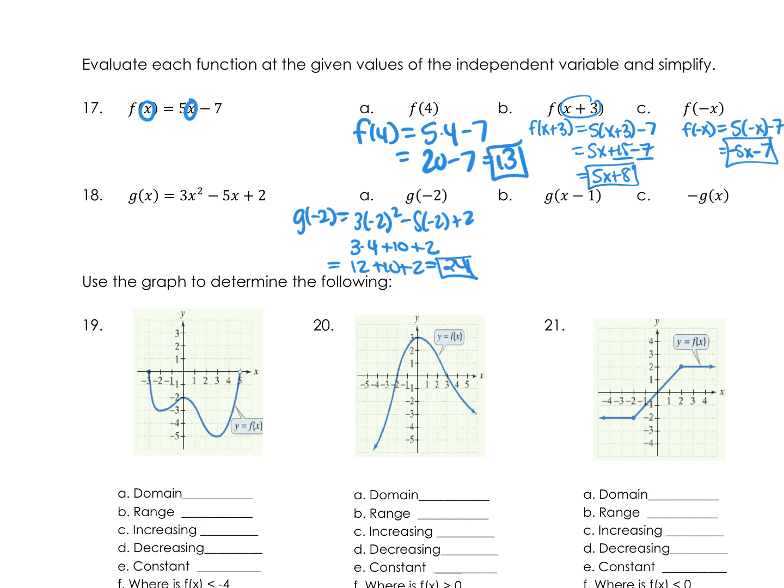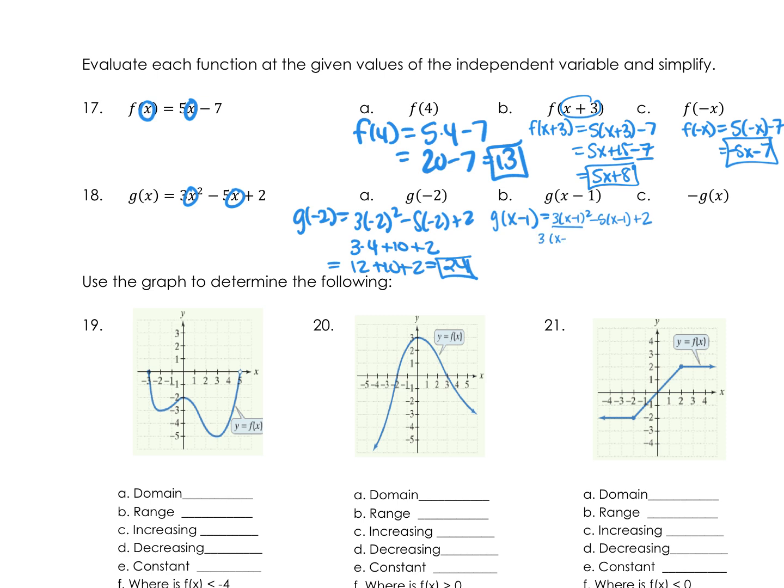So for b here, to find g of x minus 1, we're going to plug in an x minus 1 wherever there's an x, here and here. So we'll have 3 times x minus 1 squared, minus 5 times x minus 1 plus 2. Now this part here you have to be careful. So first we have to do the square. You have to do the exponents before you multiply. So we need to do the square first.